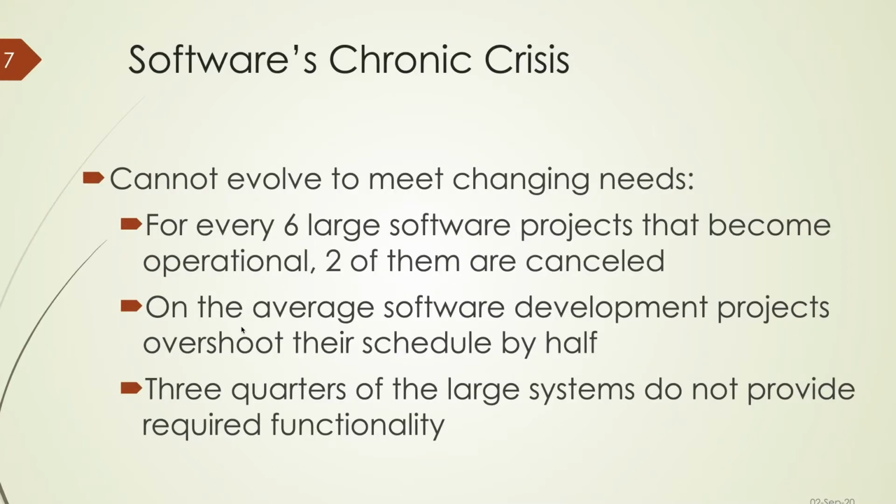Now, these systems cannot evolve to meet change. They are so big, and they could not evolve to meet the changing needs. They were just too specific, too close to the problem and to the technology. So as the technology changed, you literally had to dismantle the software in order to come up with a workable solution. For every 6 large software projects that became operational, 2 of them were cancelled. On average, software development projects overshot their schedule by half.